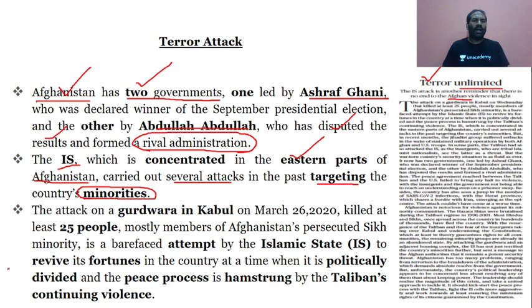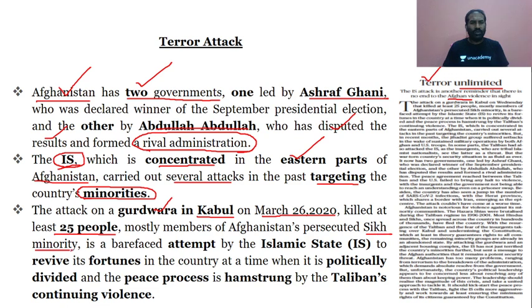and now again it is the IS which is targeting the minorities in Afghanistan, and these IS are very strong, or they are concentrated in eastern parts of Afghanistan. And we have seen an attack on March 26, 2020 on the Gurudwara in Kabul. The attack has killed at least 25 people, and the persecuted one was the Sikh minority.